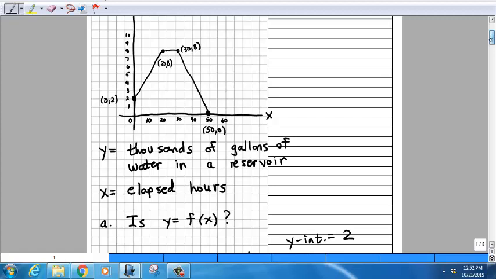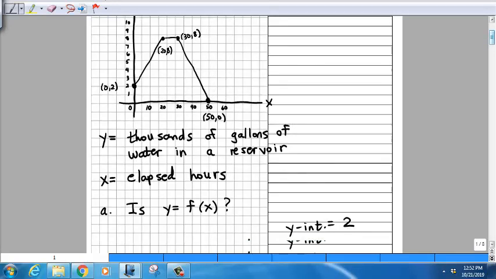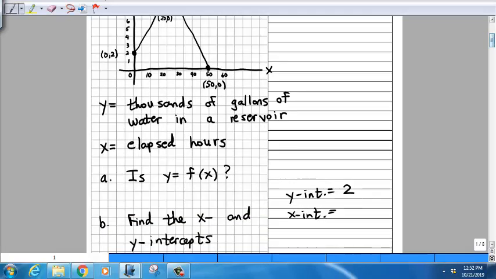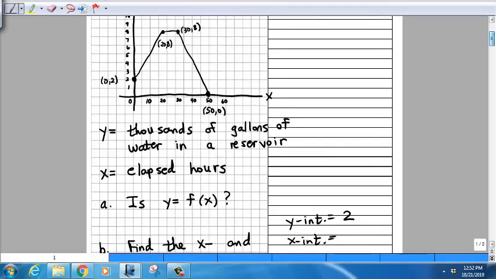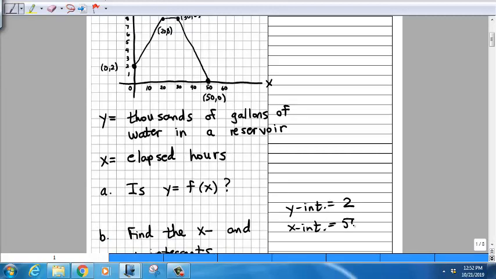The x-intercept is also easy to see. There it is, so you can just read it off of the graph. What's great about graphs is that you can just read things off of them. So what's the x-intercept there? 50, right? So what's that telling us?